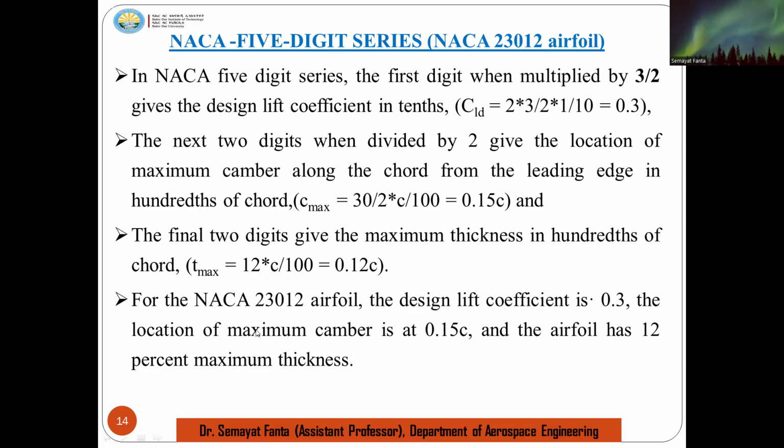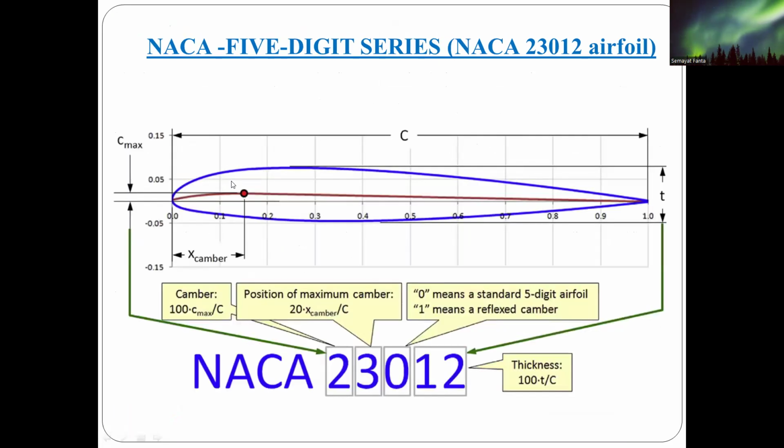So for the NACA 5-digit aerofoil, the design lift coefficient is 0.3. The location of maximum camber is 0.15. And the aerofoil has 12% maximum thickness. Okay, so this is just the NACA 5-digit series. So we have chord from here to here, leading edge to trailing edge, and we have maximum camber, C max, given here.